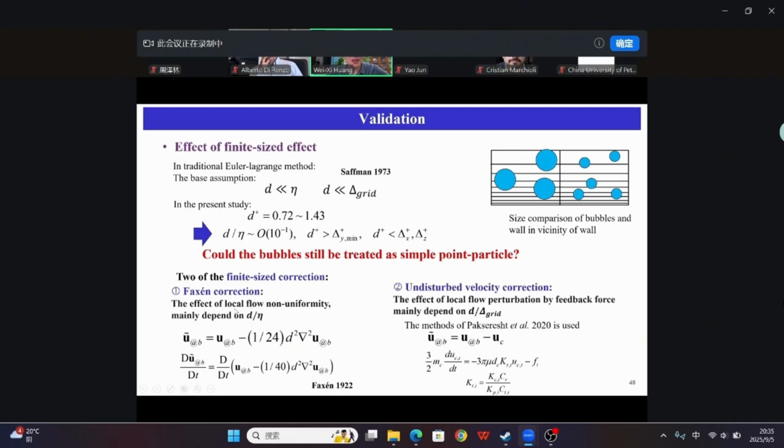One is a function correction. It takes into account the effect of local flow non-uniformity into the velocity at the bubble position. And the second one is the undisturbed velocity correction. It takes into account the effect of local flow perturbation by the feedback force.